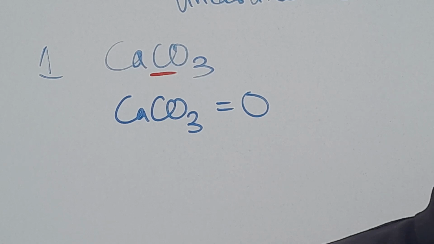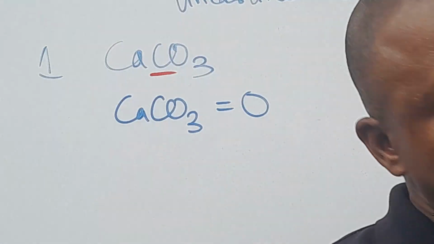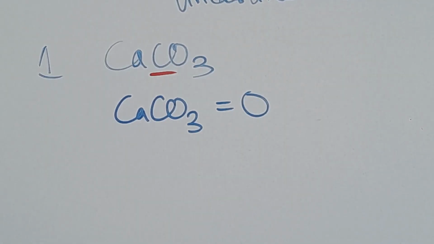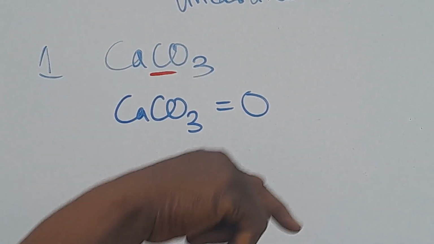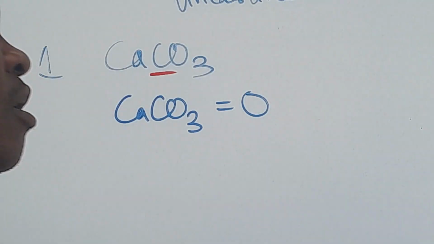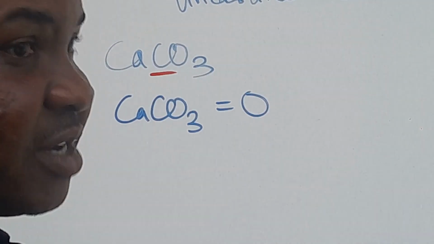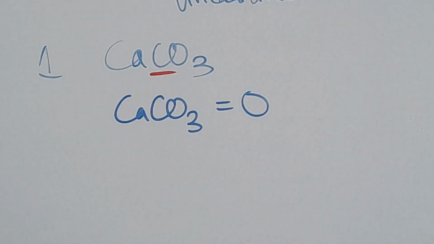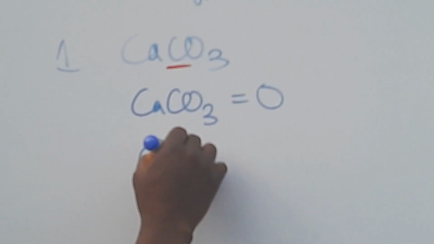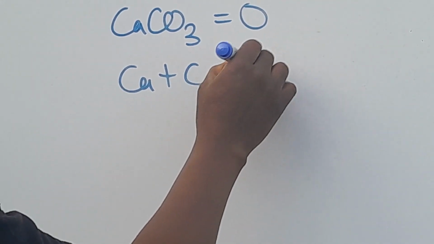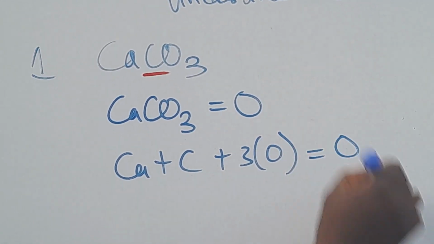Did you get that? Number 2, in summary, if you have a radical, which is a group of atoms that have both positive and negative ions, or you have a cation or anion, the sum of the oxidation numbers is equal to the charge assigned to that radical, cation or anion. So this is a neutral compound, so automatically it will be equal to 0. So we have Ca plus carbon plus 3 atoms of oxygen equals 0.